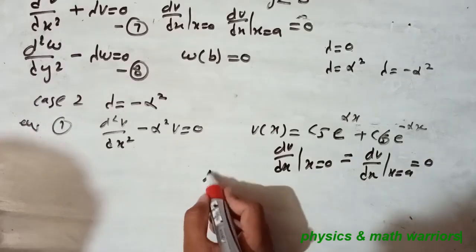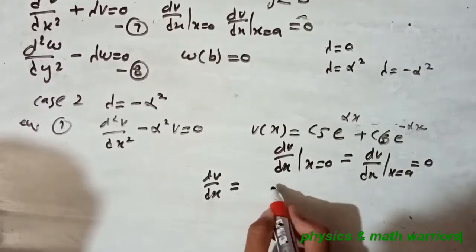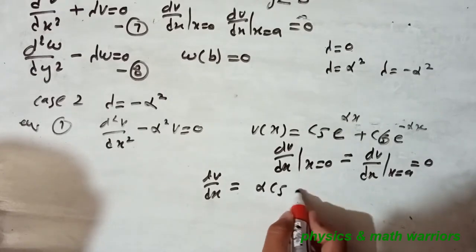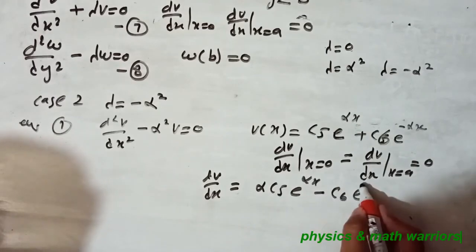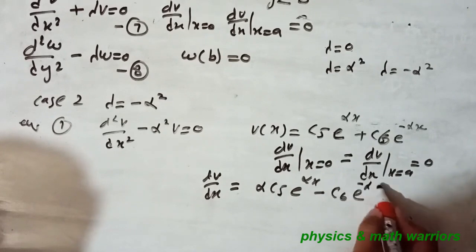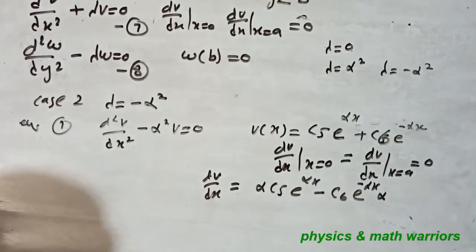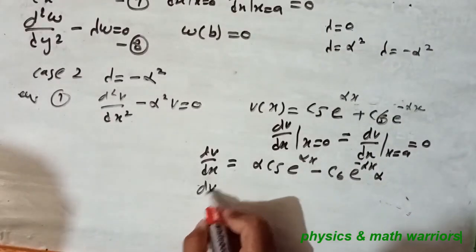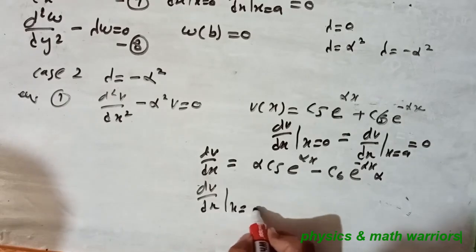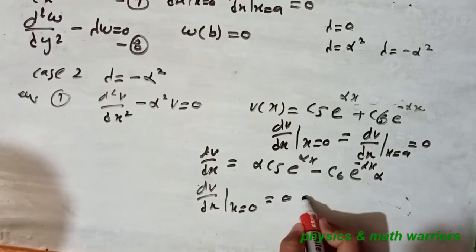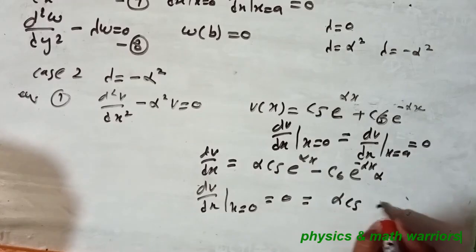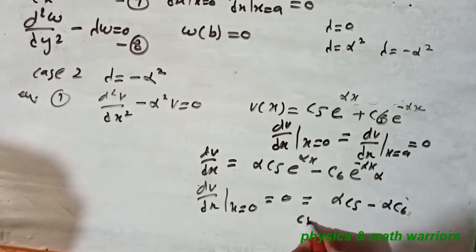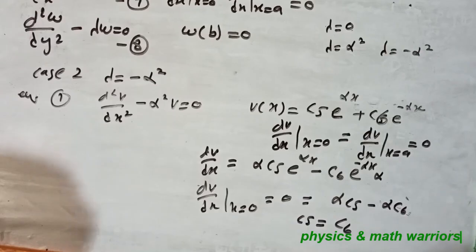So dv over dx is equal to alpha c5 exponent alpha x minus c6 exponent minus alpha x multiplied by alpha. And now dv over dx at x is equal to 0 is equal to 0 gives alpha c5 minus alpha c6, which means c5 is equal to c6.